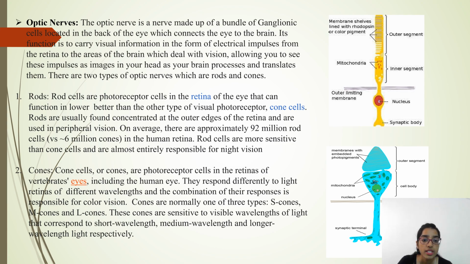Next, cones. Cone cells, or cones, are photoreceptor cells in the retina of vertebrates' eyes, including the human eye. They respond differently to light of different wavelengths, and the combination of their responses is responsible for color vision. Cones are normally one of three types: S cones, M cones, and L cones.